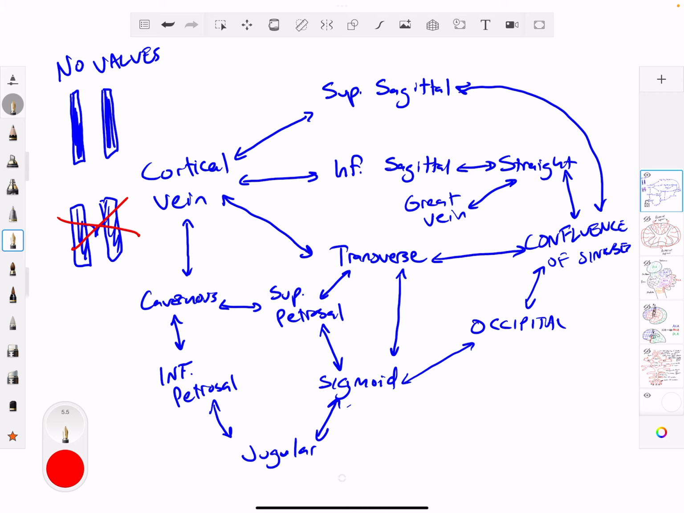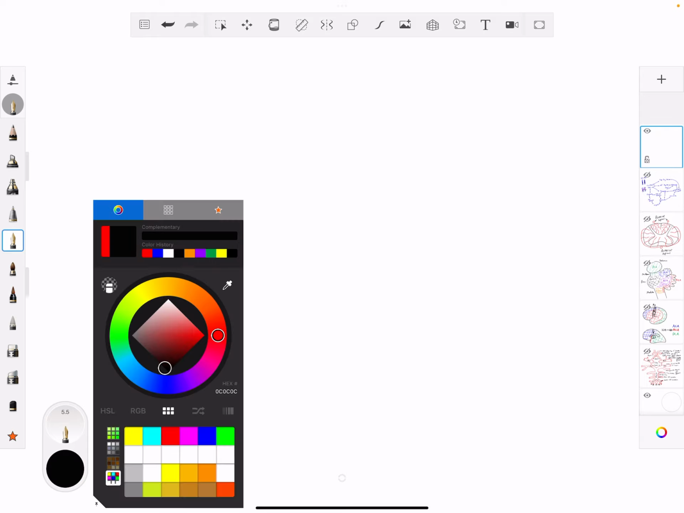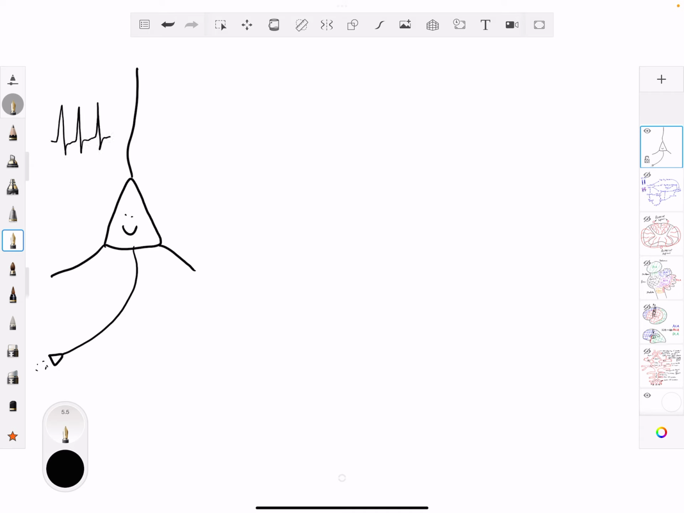And the last thing I guess we got to go over is how neurons regulate blood flow. So let's get us a neuron over here. It's happy. It's talking to somebody over here. And it, of course, does that by firing a bunch of action potentials. So it's an active neuron.